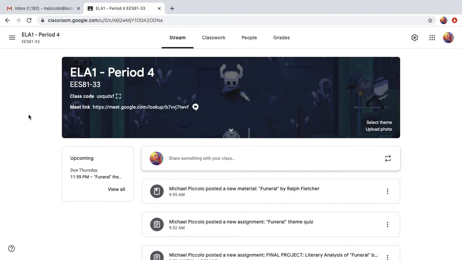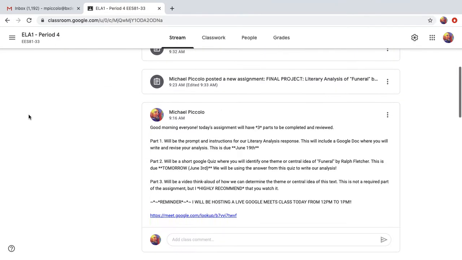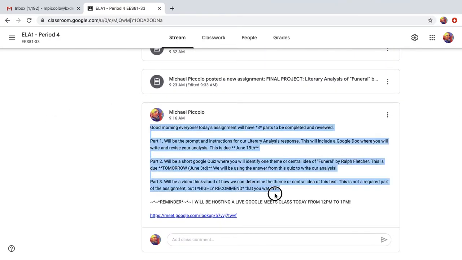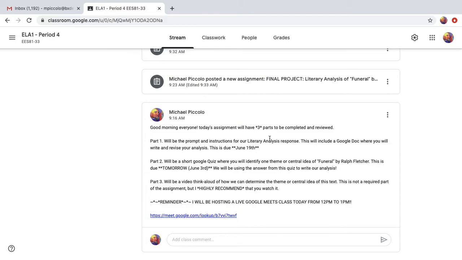So the first thing I'm going to do is check today's post. Today I tell you the three parts of the assignment that need to be completed. Part one is the prompt and instructions for our literary analysis response. That's not due until June 19th. That's going to be our overall project.